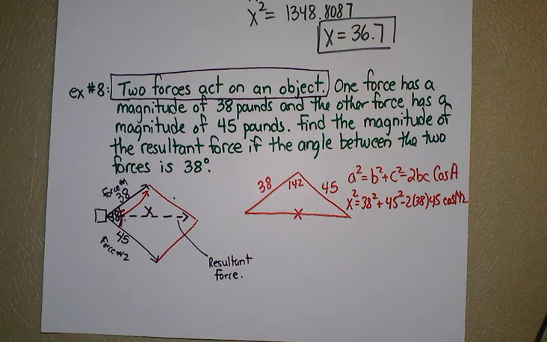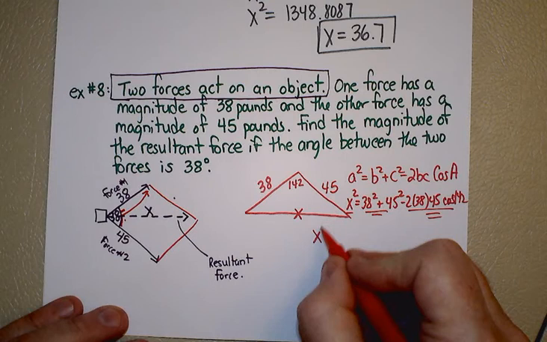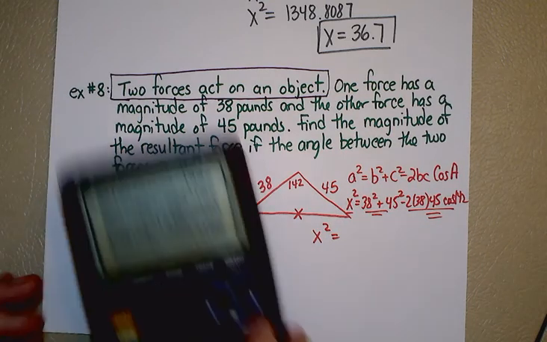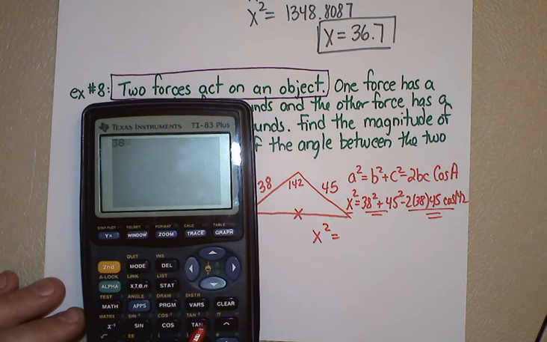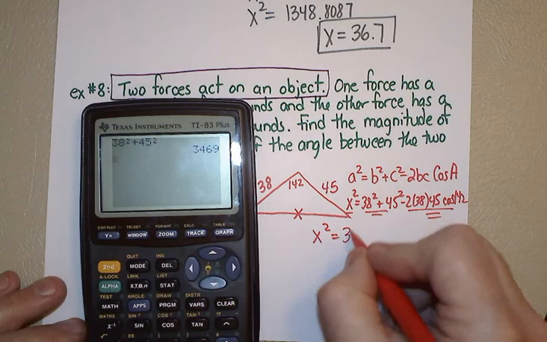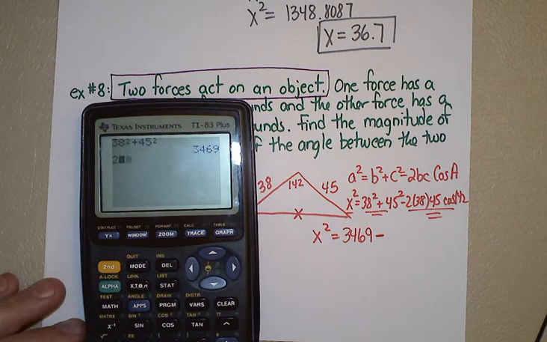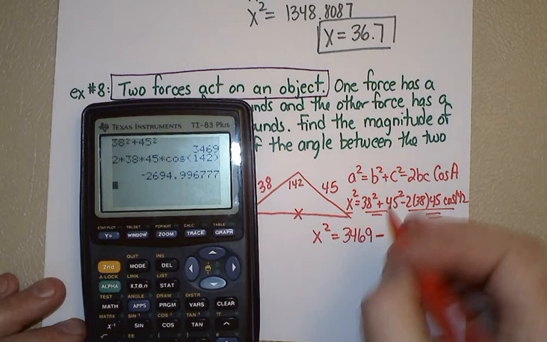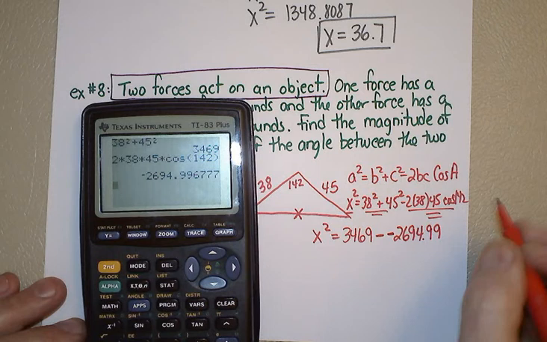All right, so now I'm going to do this in pieces, remember. So I have x squared equals, now I take the calculator out. I have 38 squared plus 45 squared. I get 3,469. Minus, that's the minus in the problem. Then I get 2 times 38 times 45 times cosine 142. I get another negative, and this is 2,694.9968, rounding it to 4 decimal places.